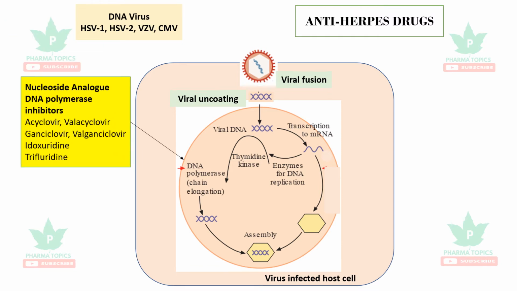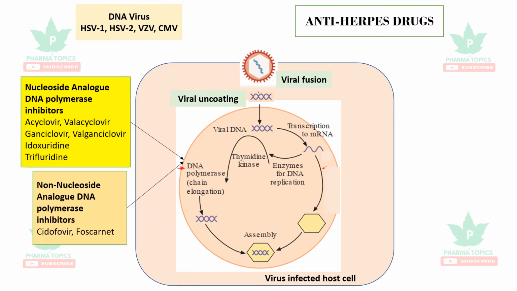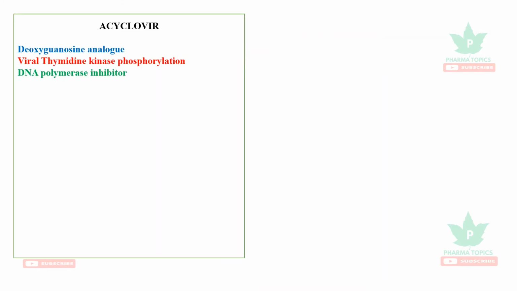So the drugs used in this are nucleoside analogs, which are DNA polymerase inhibitors. They are acyclovir, valacyclovir, ganciclovir, valganciclovir, idoxuridine, and trifluridine. The next class of drugs are nucleotide analogs. They are also DNA polymerase inhibitors. They are cidofovir and foscarnet. Let us see about these drugs.